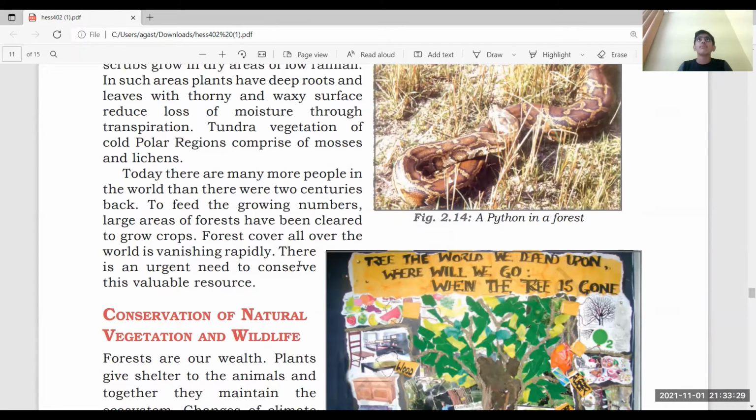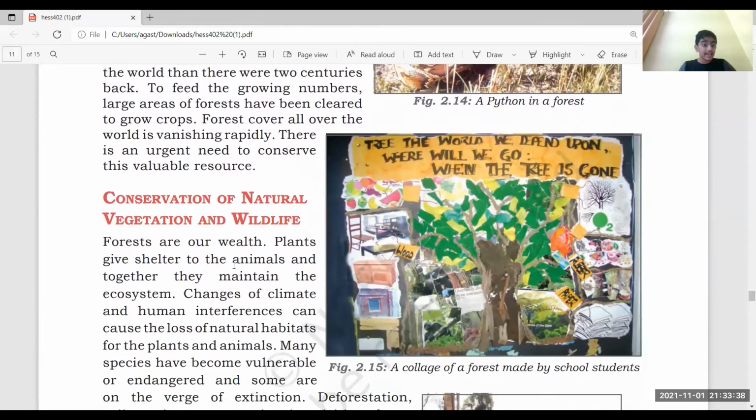We learned about tundra vegetation too in a previous class. I think in seventh class, yeah, we learned in seventh class, I guess.